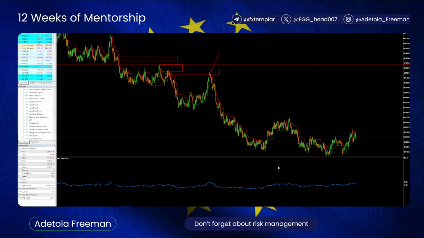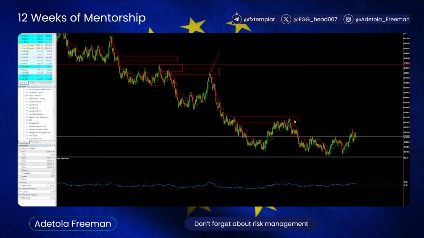Now, let's look at another scenario. This is already in the flat territory. So what do we do? We search for demand or supply zones that price could be entering into. And what do we have here? Our entry, that's our supply zone.